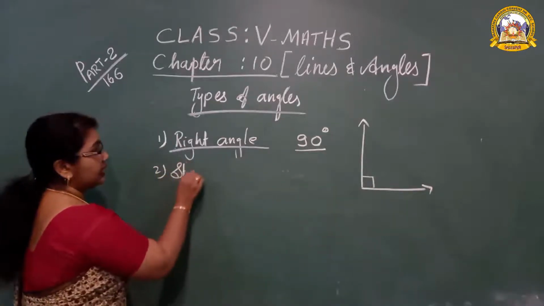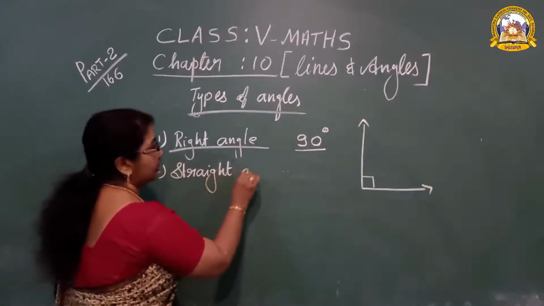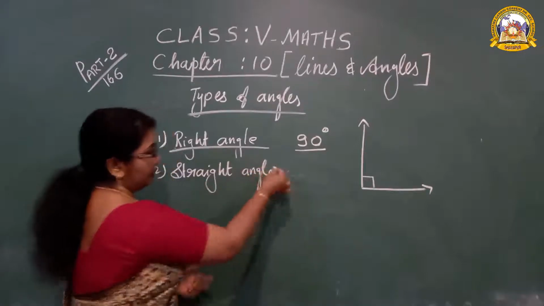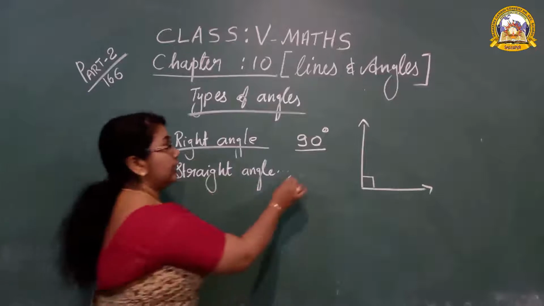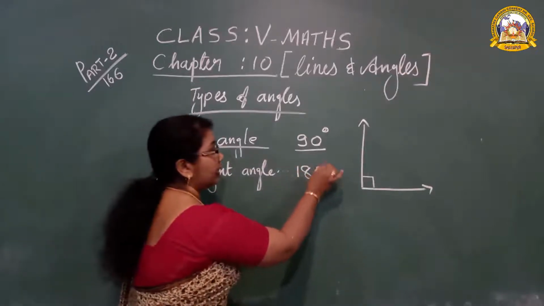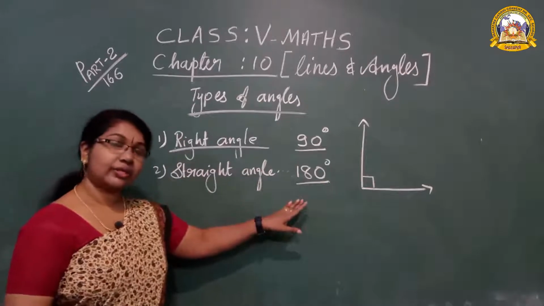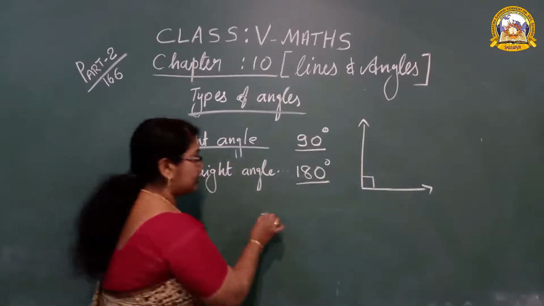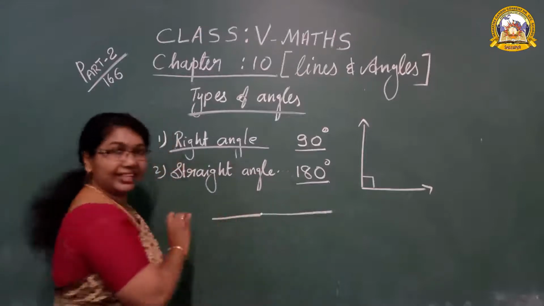Second one is straight angle. S-T-R-A-I-G-H-T. Straight angle. Straight angle means one angle measure correct 180 degree. Such angles are called straight angle. This is two rays joining straight. You know straight line, no?